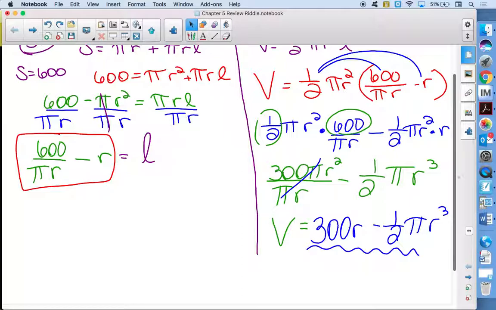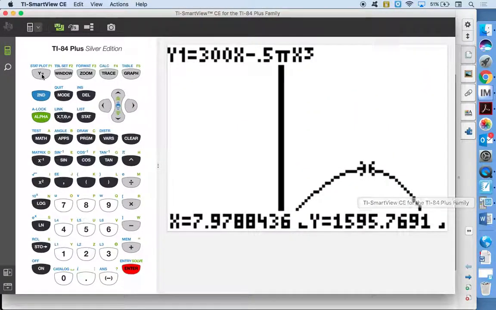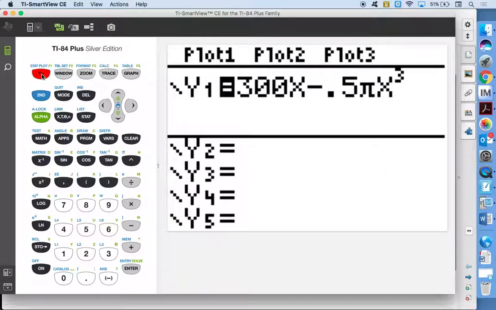using what we did yesterday with the calculator, how we changed the window. Plug this in, see if you can get a window that shows you the max of the curve. Remember, your goal is to see that top part of the curve. So you're going to have to change the window so that you can see the top part of the curve. So we're using the 300r minus 1/2 pi r cubed, and trying to get that top part. And remember, that's called the turning point, the critical point, the local max.